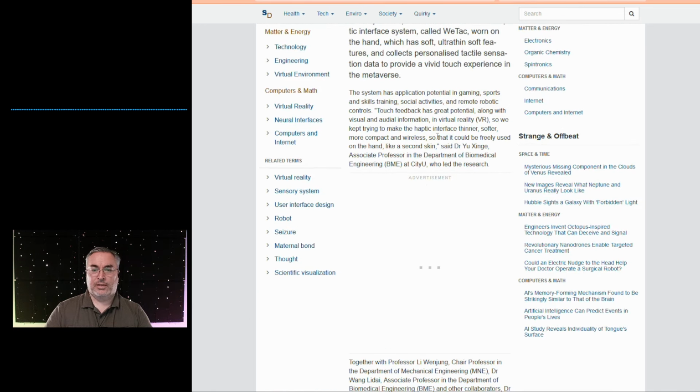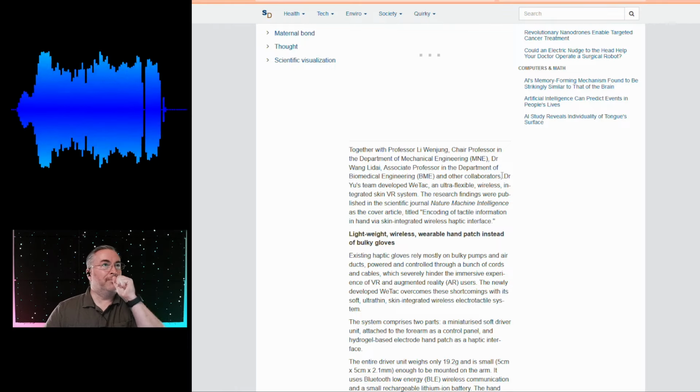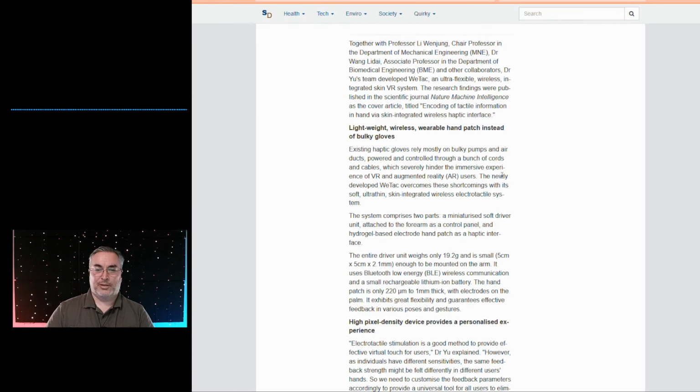So the system has application potential in gaming, sports, and skills training, social activities. We know what they're talking about there. It's code. And remote robotic controls. Touch feedback has great potential along with visual and audio information in virtual reality. So we kept trying to make the haptic interface thinner, softer, more compact, wireless, so that it can be freely used on the hand like a second skin. Everything was great until they said that, and then it got gross. Not sure how I feel about it.